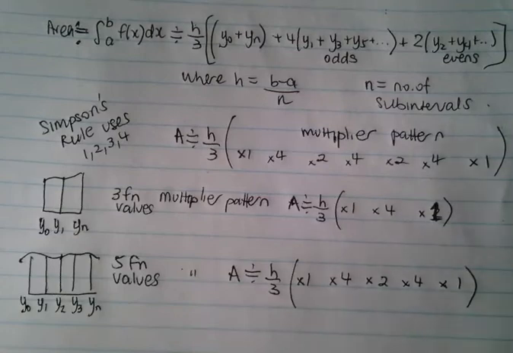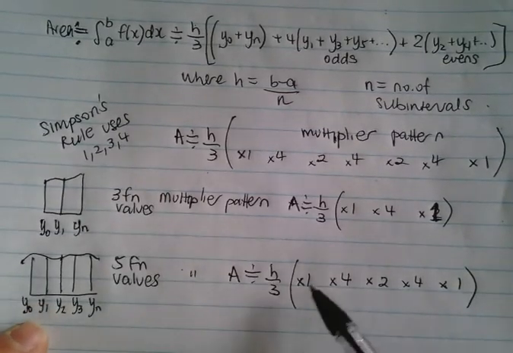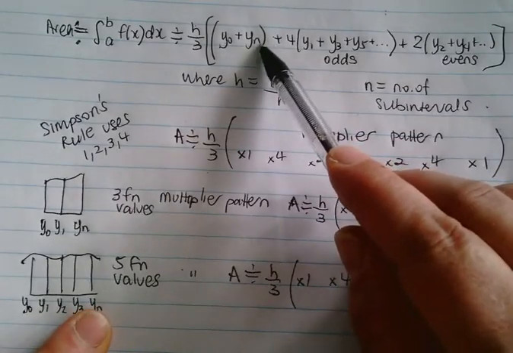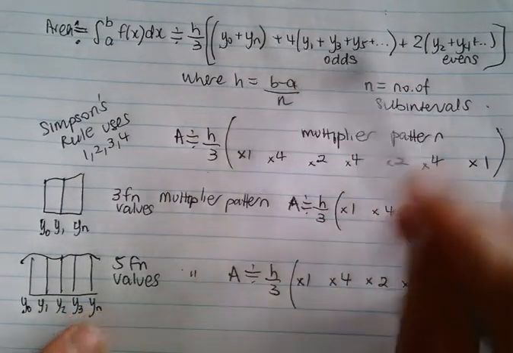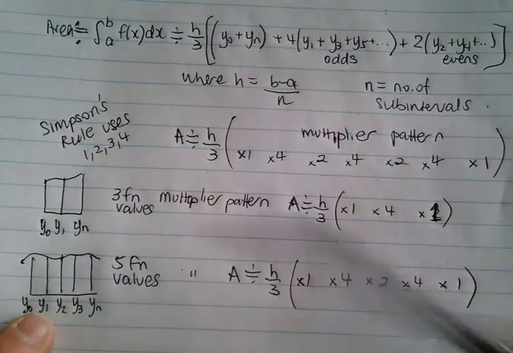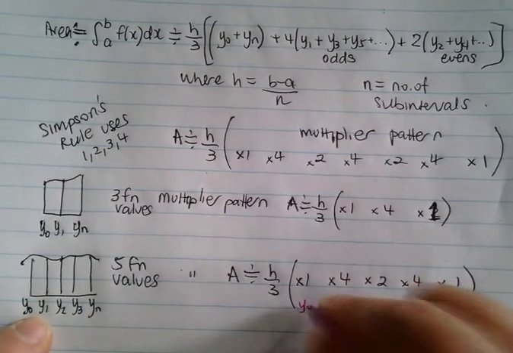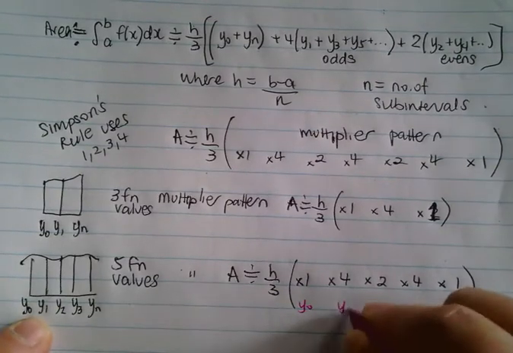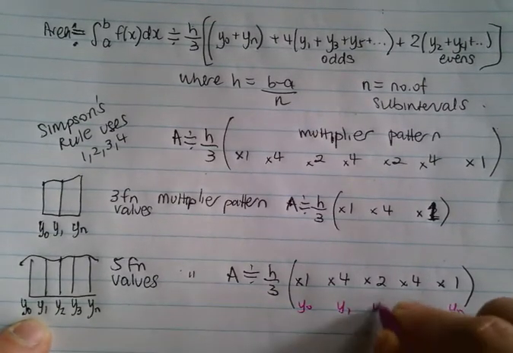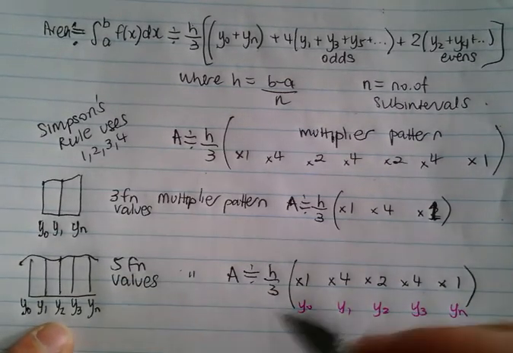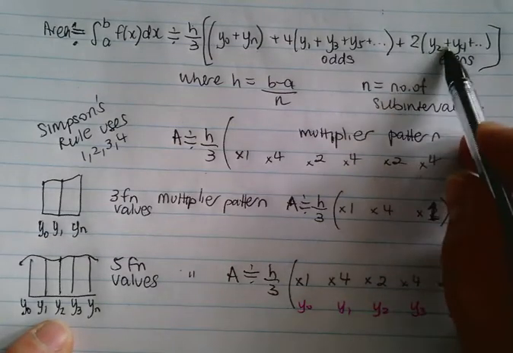Now why does this work? If you look at the formula, it's y0 plus yn, so they're multiplied by 1. It's 4 times the odds, so 4 times y1 and y3. See, this would be the y0, and this is the yn. This is the y1, y3, and 2 times the y2. Do you get the idea? And it's 2 times the evens.